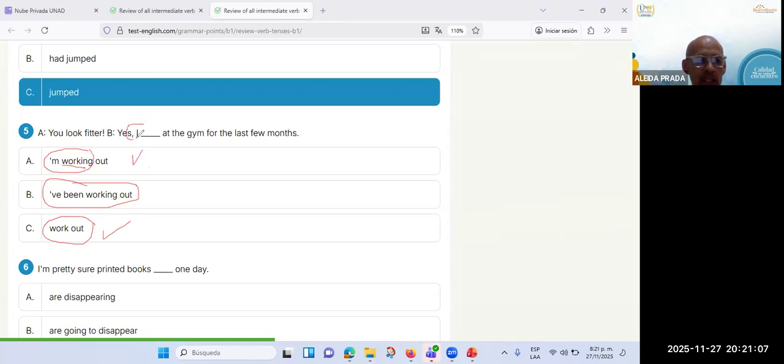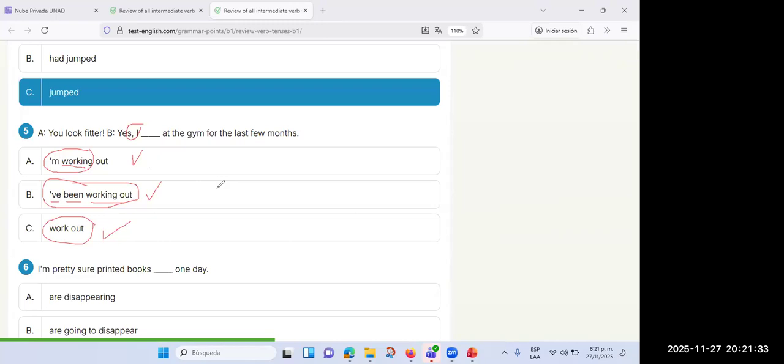Estoy, ¿no? Teniendo en cuenta que estamos hablando de I'm working out, estoy haciendo ejercicio. Or this one, I've been working out, yo he estado haciendo ejercicio o he estado ejercitándome. Okay? Bear in mind these options and the meaning and the tenses. Paula, what is the correct one?